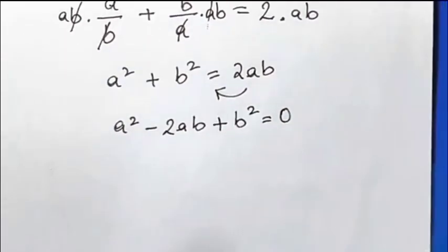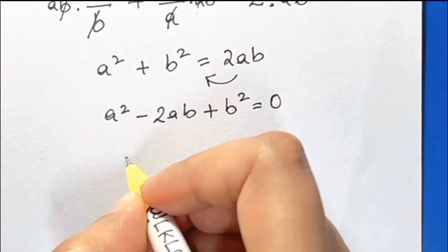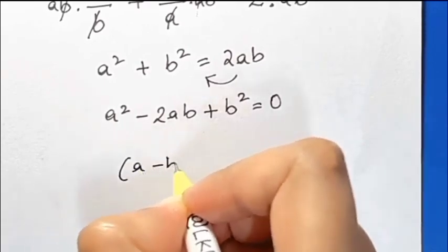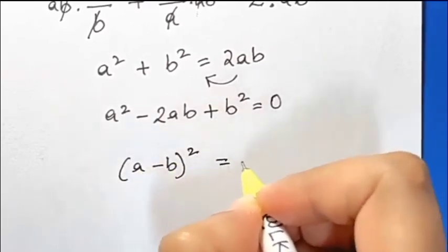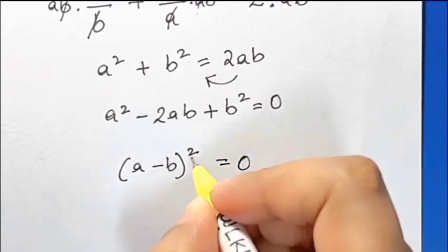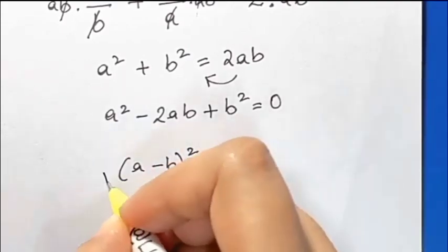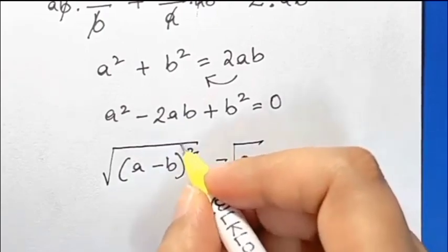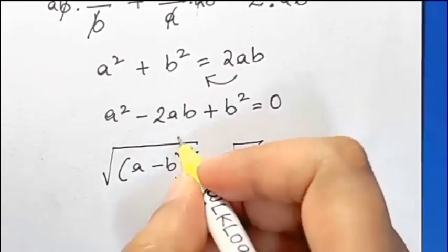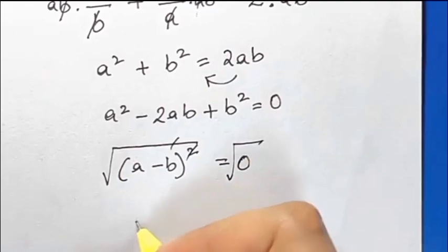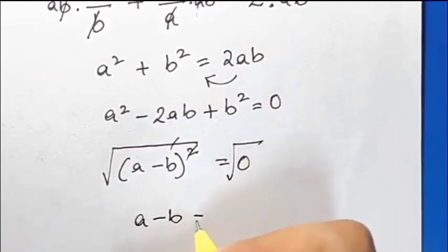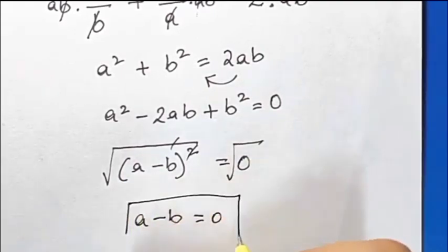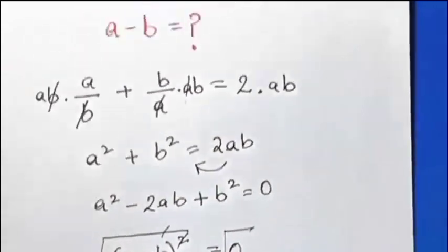And what's this? This is an identity: a minus b the whole square is equal to 0. Now if I want to remove the square, I just put the square root. The square root and square get cancelled, so I'm left with a minus b is equal to 0, and that's my answer. That's it. That's what we had to find out.